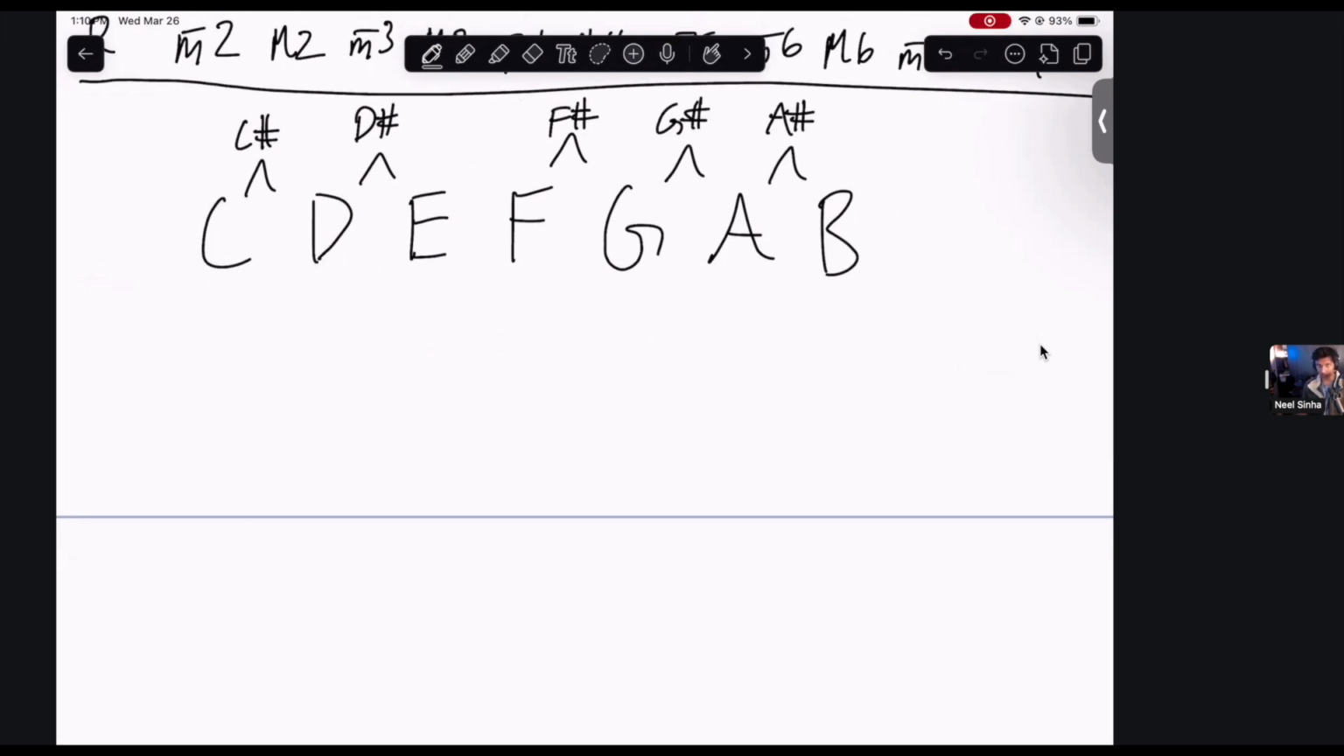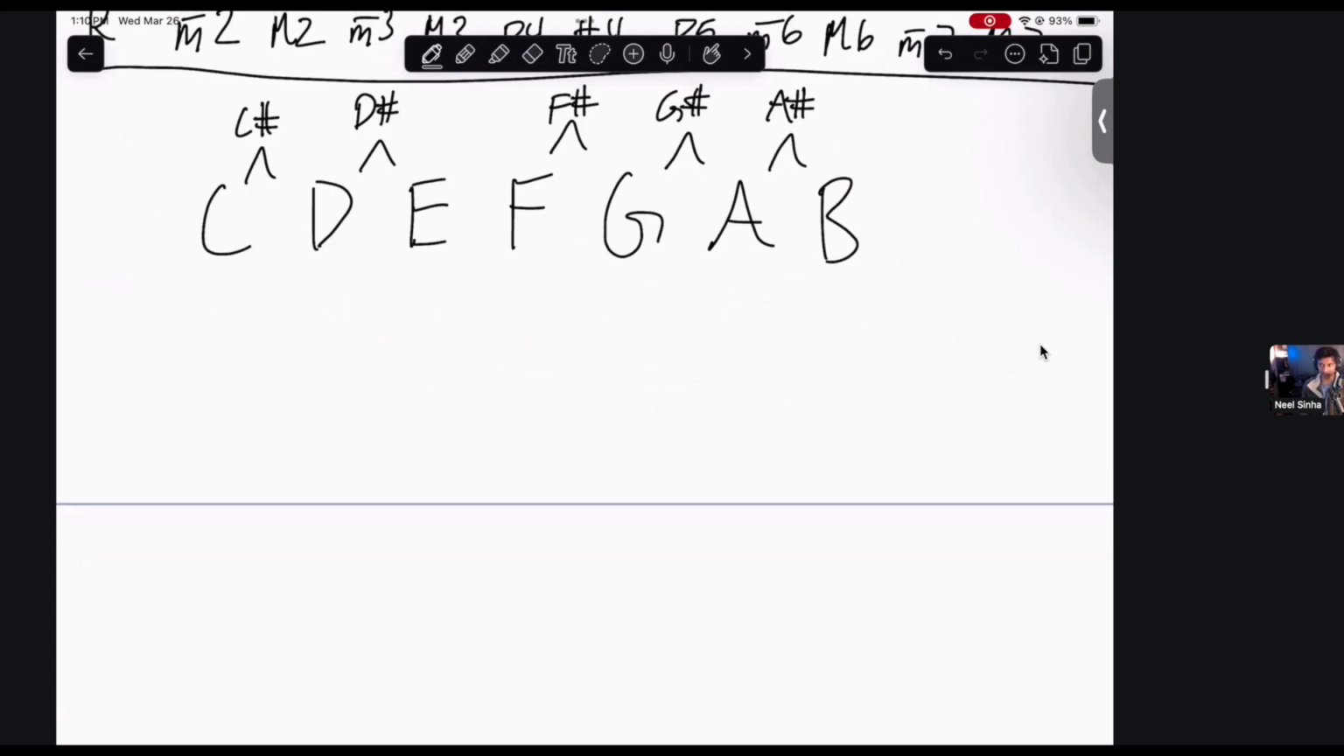This adds up to 12. It should at least. 1, 2, 3, 4, 5, 6, 7, 8, 9, 10, 11, 12. Perfect. So that's all 12 notes. We're only using the bottom ones to make the major scale. But C, being our starting note, is called the root. C sharp is called the minor second. D is the major second. D sharp is the minor third. E, major third. Then F is going to be the perfect fourth.